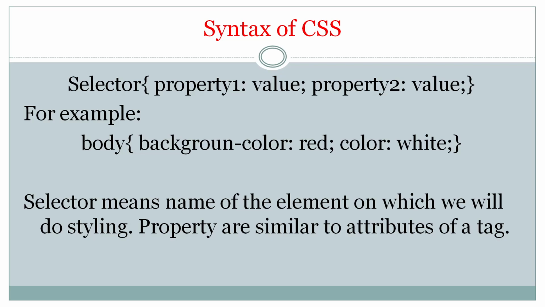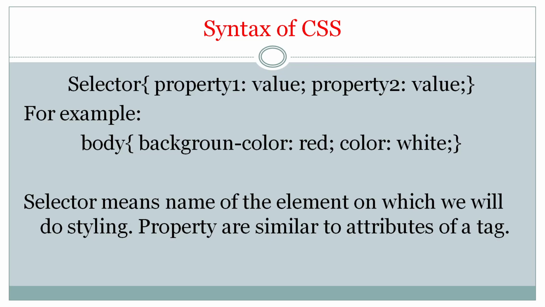And if we have more properties, like, as you know, a tag might have multiple attributes, even in CSS a selector might have multiple properties. So to separate the properties we will use a semicolon. If our selector has just one property and we don't give the semicolon, it will still work. But if we have multiple properties, to separate them we will have to use the semicolon symbol.